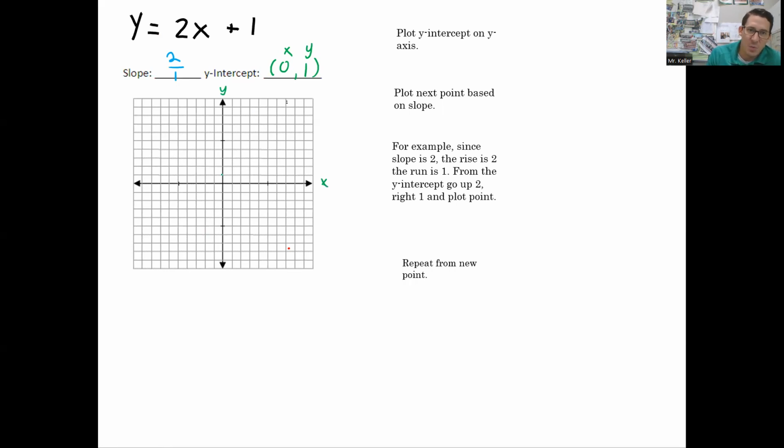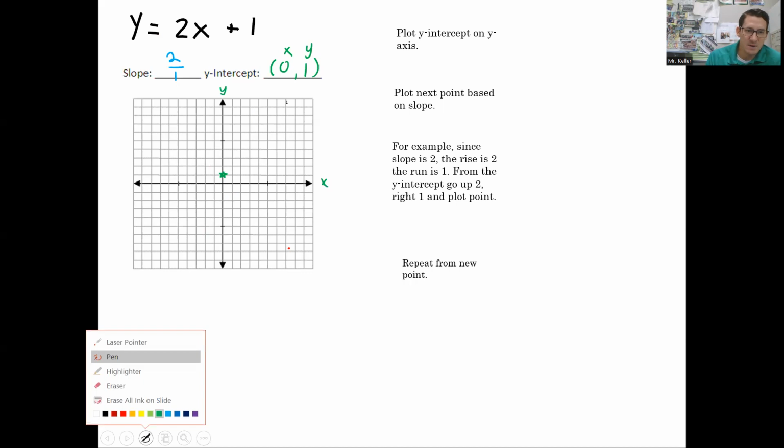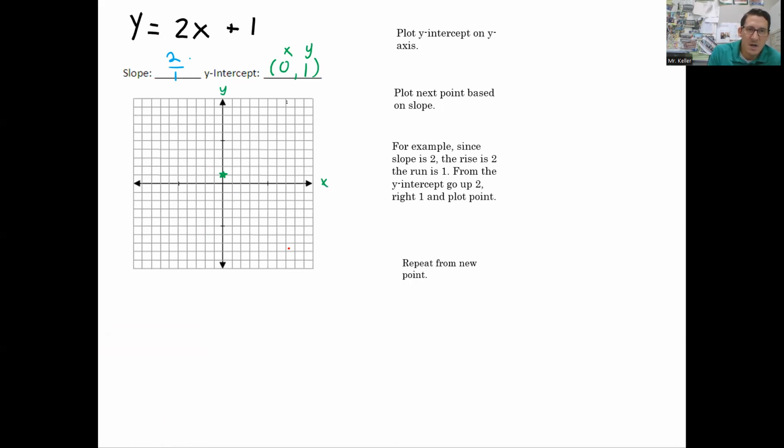That means up 1. And I like to put a green star at my starting point, just to demonstrate that is where we are starting this graph. It can be a normal point, it doesn't matter. I like to put a green star. But the slope, again, it's rise over run. So since it's positive 2, it's going to have a rise of 2 and then a run of 1. From the starting point, I'm going to go up 2, right 1.